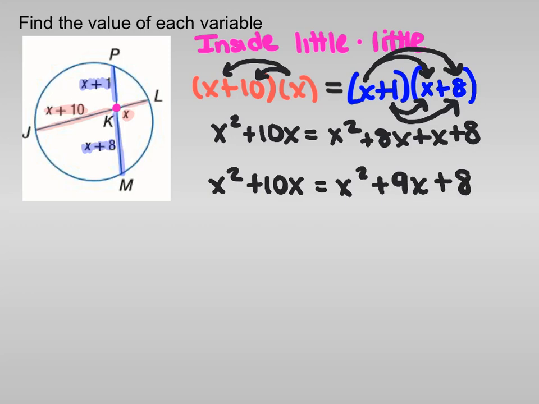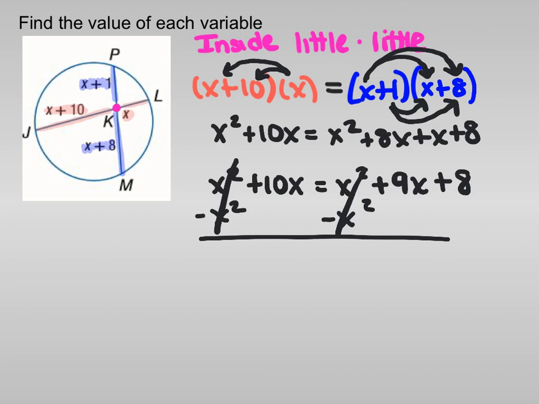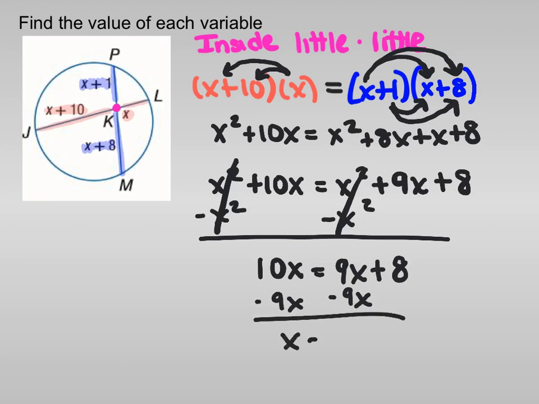Now the first thing we need to do is move all the x squareds to one side. So if I subtract x squared from both sides, the x squareds cancel, so we get 10x equals 9x plus 8. Now the x squareds cancel, so it's just a traditional equation. So if I bring all my x's to the left, I'd subtract 9x from both sides, which would give me just x equals 8, which is your final answer.